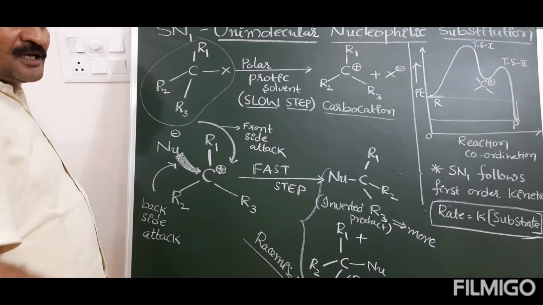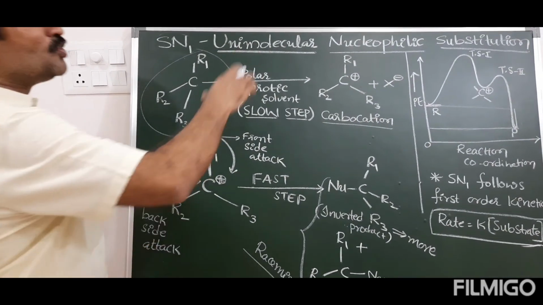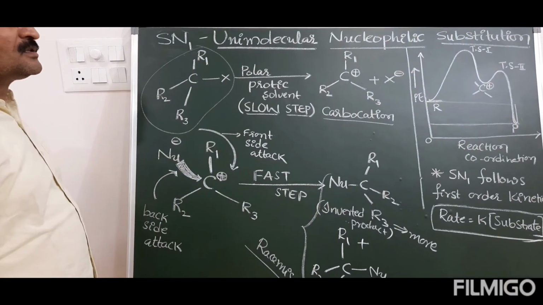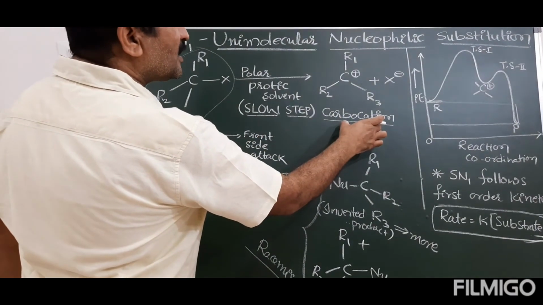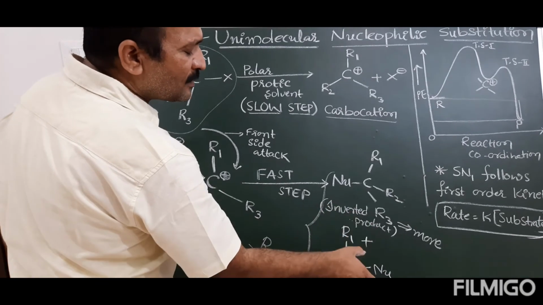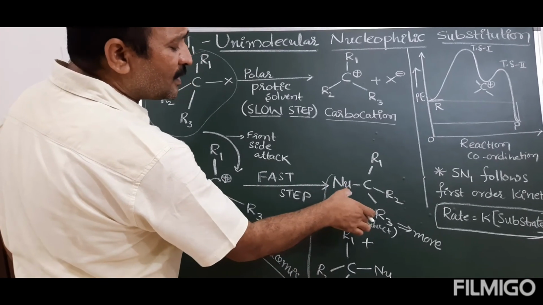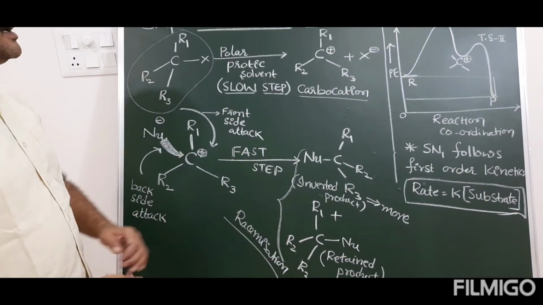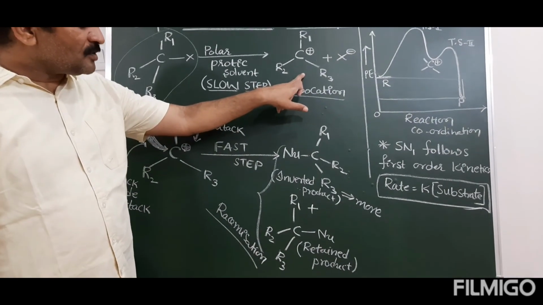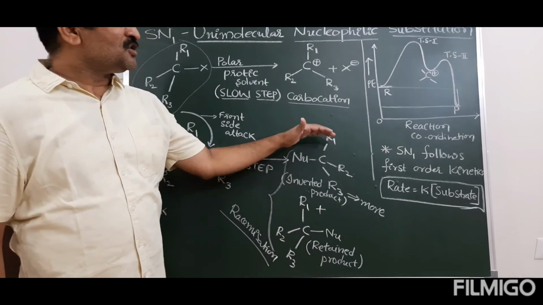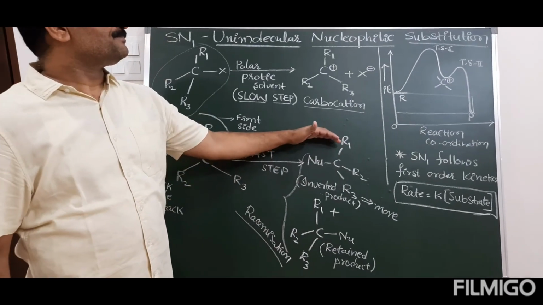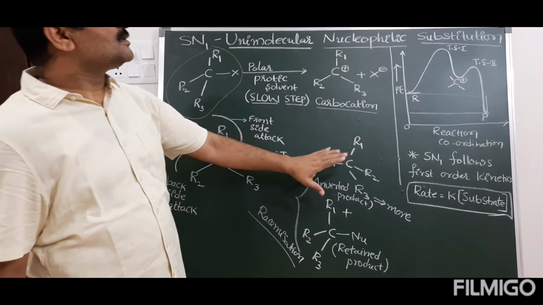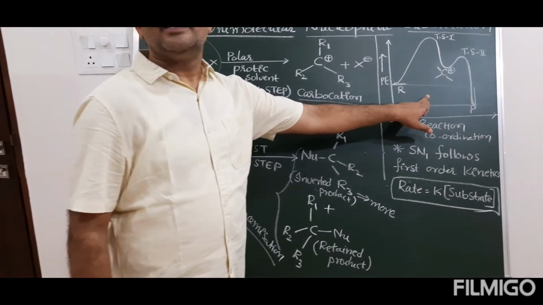Of course, the benzyl carbocation is more stable. So the more the stability of the carbocation, the more the rate of the reaction. The more the stability of the carbocation, the more the amount of the retention product also. Or the more the stability of the carbocation, the more the racemization. So this is the explanation for the SN1 reaction, and this is the energy profile diagram.